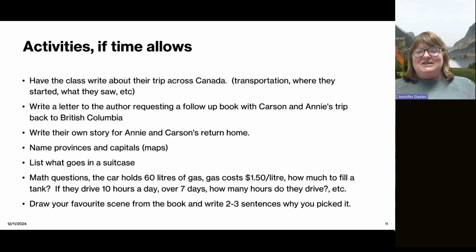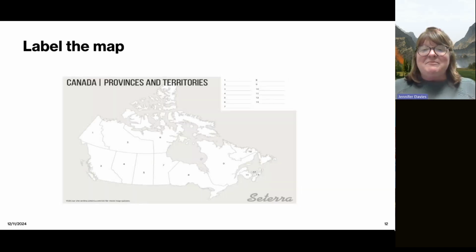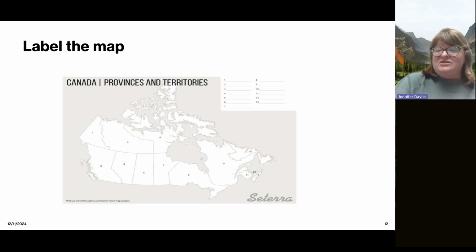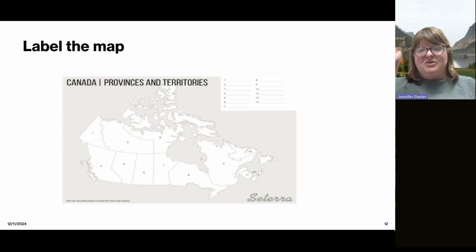And draw your favorite scene from the book. Write 2 or 3 sentences why you picked it. So, maybe for a younger grade, we could do that. And I have done all of these things with classes. There's my map, so you can label your map of the provinces and territories. And that's something we discussed too. They didn't go to the territories. They didn't travel up the north.